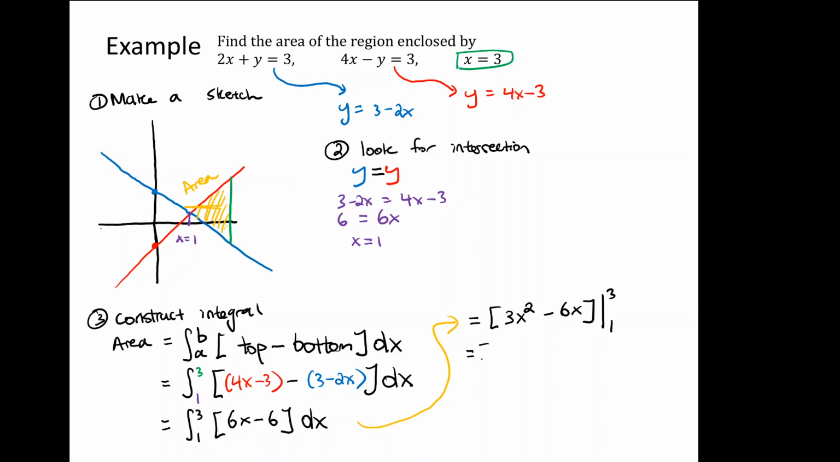Okay, we plug 3 in. So 3 times 9, 27, minus 3 times 6, 18, minus the bottom bound being plugged in, 3 minus 6. So we have 9 minus minus 3. We have 12 as our total area. And please check that and let me know if it's wrong. Send me an email, post to the forum, it's up to you. That's our solution for the area.